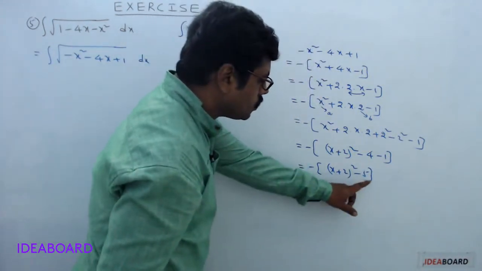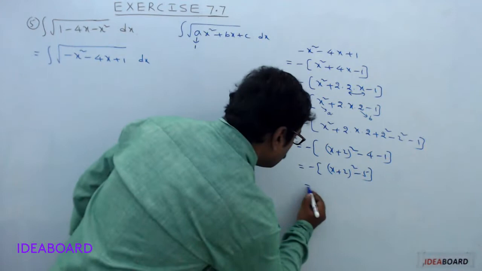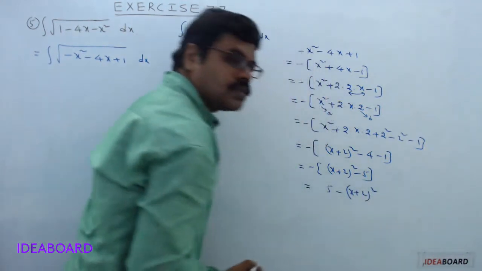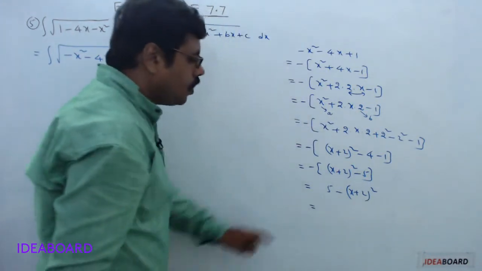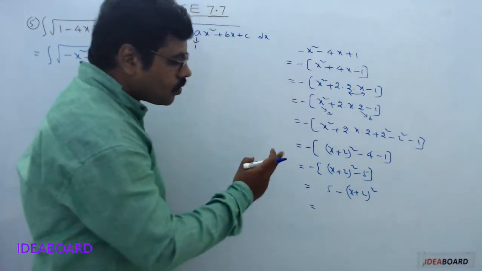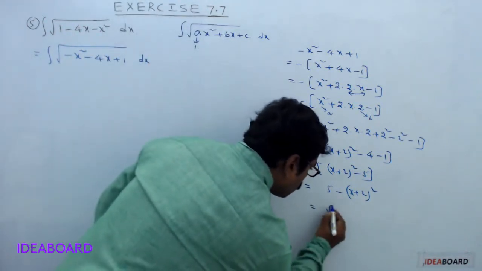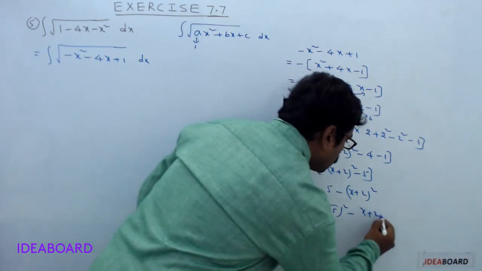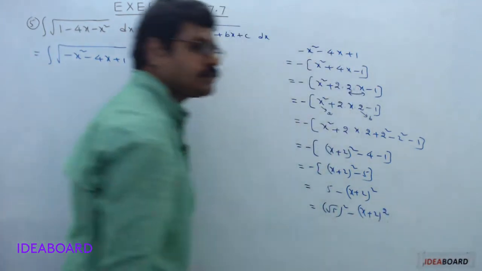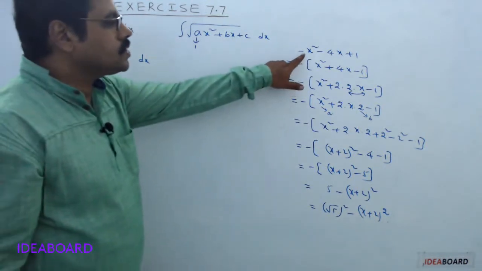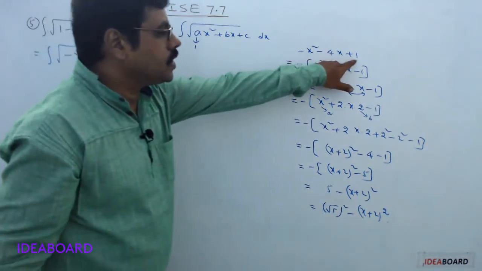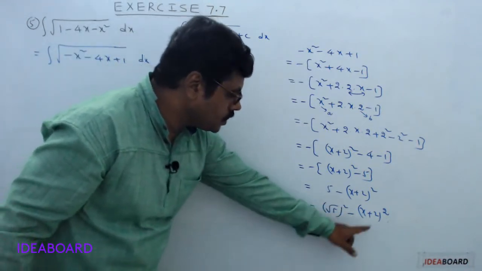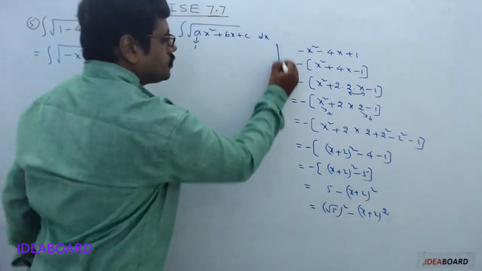Now multiply these two terms with this negative sign, it is equal to 5 minus x plus 2 whole square. Now 5 can also be taken as root 5 whole square. So 5 can be written as root 5 whole square minus x plus 2 whole square. So in place of minus x square minus 4x plus 1, you can substitute the value root 5 whole square minus x plus 2 whole square.